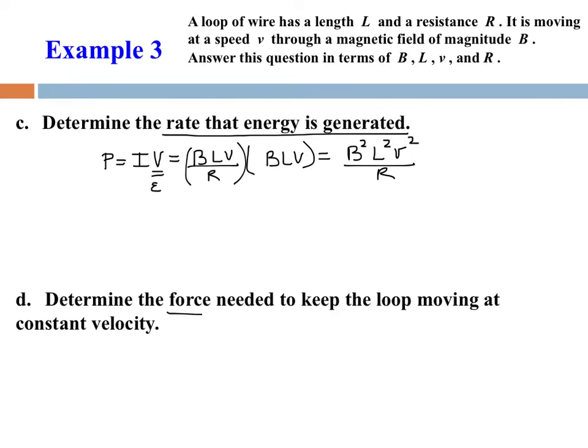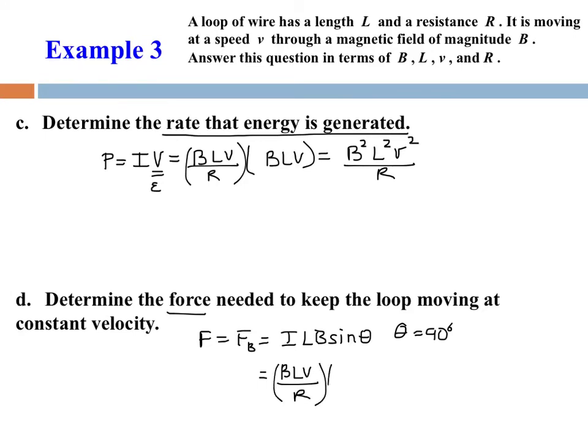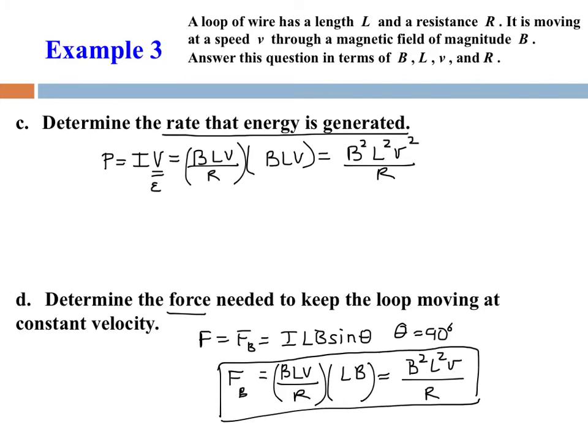And then finally, we're asked to determine the force needed to keep the loop moving at a constant velocity. Again, we said that this force is going to be equal to ILB sine theta, where theta is equal to 90. Our current is from before, BLV over R. B and L are variables that we can use in our final equation. Again, we get B squared L squared V over R equals F, the force needed to be applied in order to move it at constant speed.